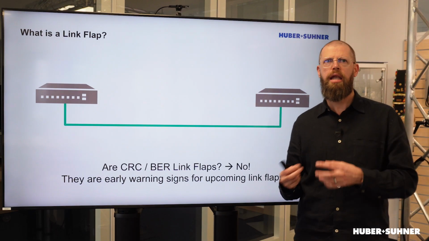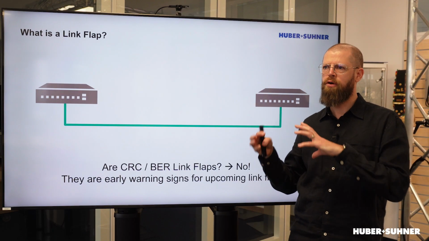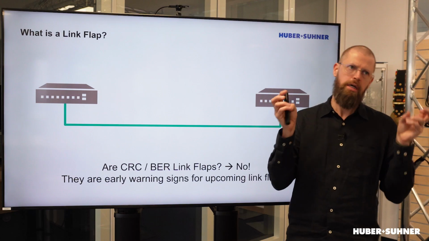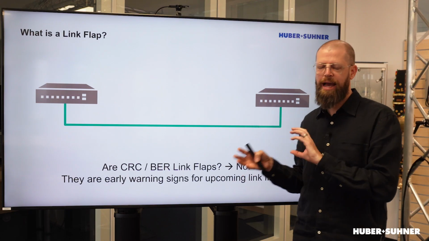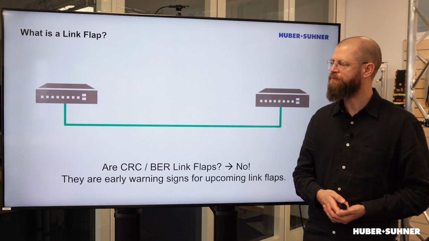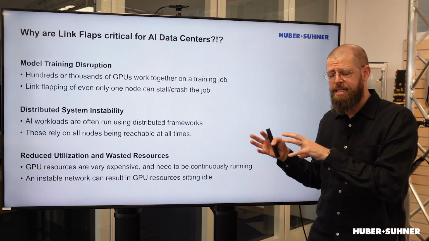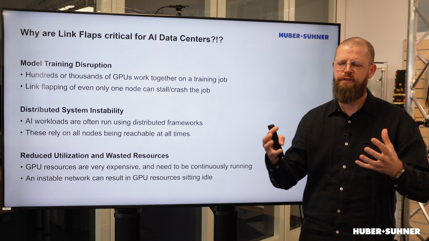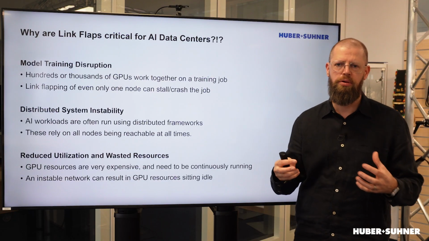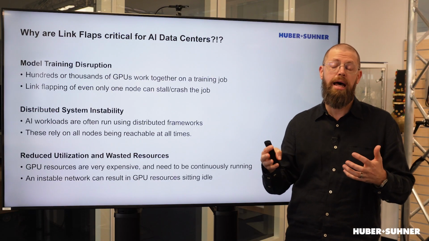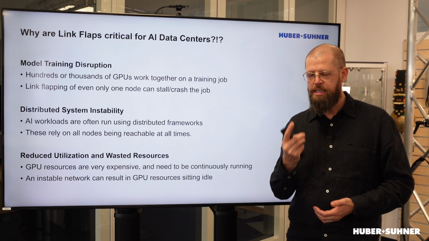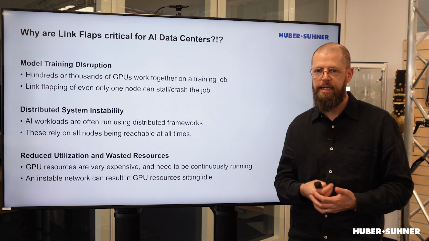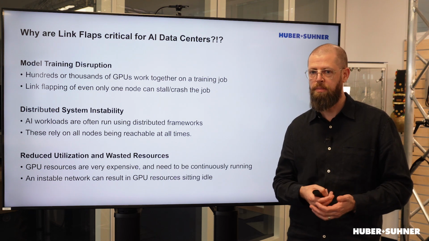Now, why are link flaps so much more critical for AI data centers than for traditional data centers? To understand that, let's have a closer look at how AI data centers work. AI data centers are high performance, high throughput environments that rely on low latency and highly reliable links. And that is the critical part which makes link flaps so problematic.